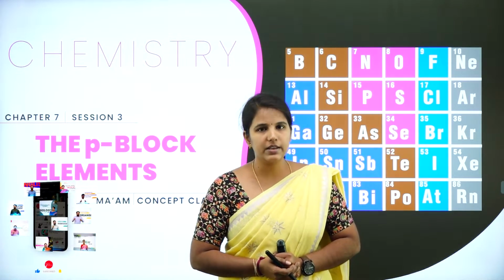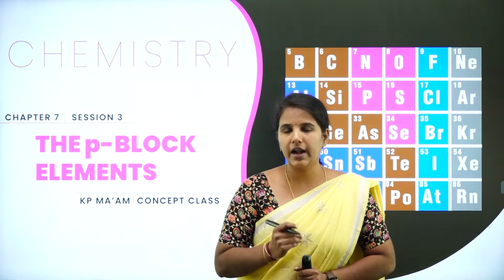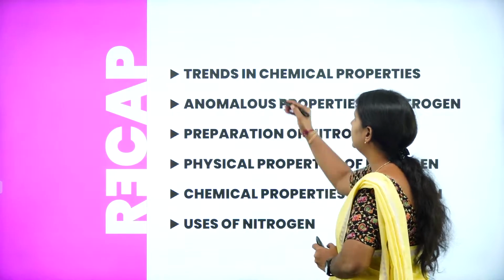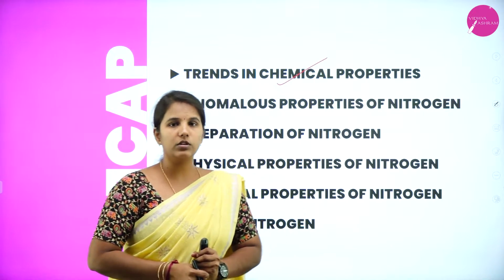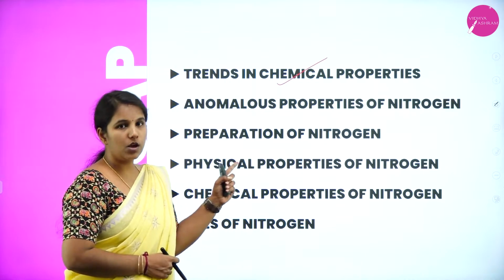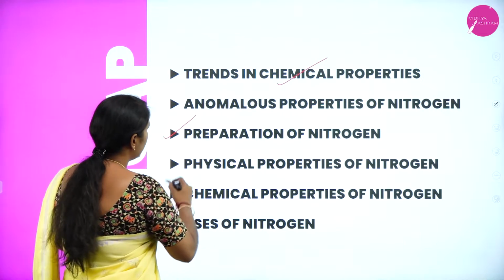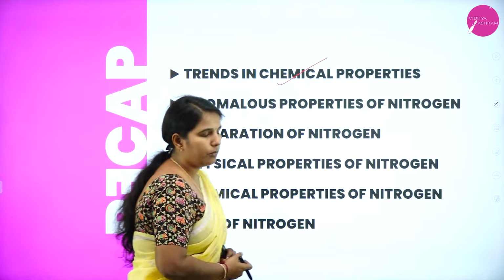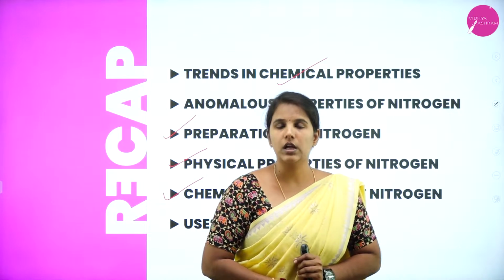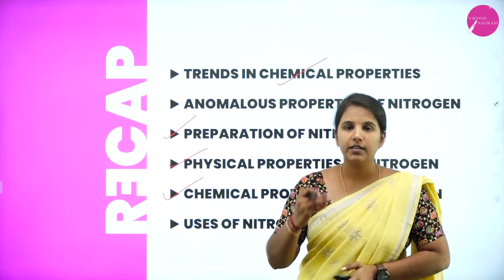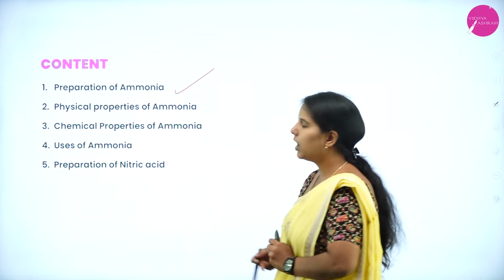My dear students, in our last discussion, we were dealing with the unit called the P block elements. Under that, we have discussed the trends in their chemical properties and we have learned about the anomalous properties of nitrogen, and also we have learnt about the preparation of nitrogen, physical and chemical properties of nitrogen, and also we have discussed the uses of nitrogen. Today, let us step up with the next topic of this unit by understanding the preparations of ammonia.